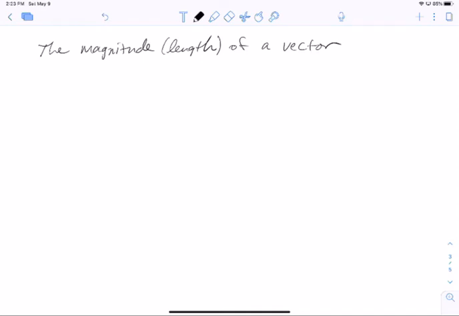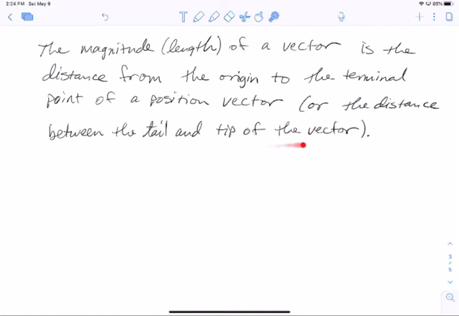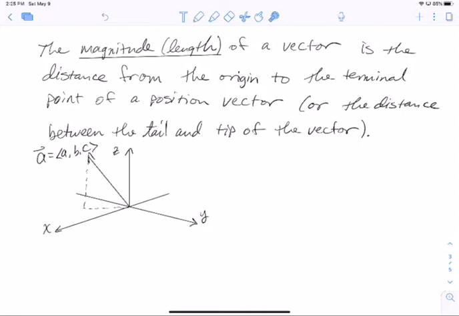The magnitude or length of a vector is the distance from the origin to the terminal point of a position vector. In the case of not a position vector, we'd say the distance between the tail and the tip of the vector. I'm defining magnitude or length here, so I'm going to underline that, make it pop for you. And I've drawn for you a vector here, A, which has components A, B, and C.